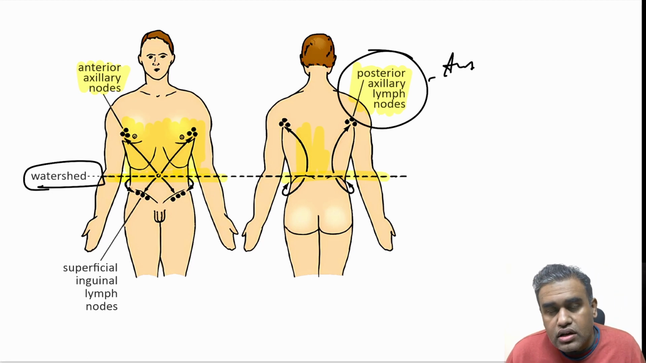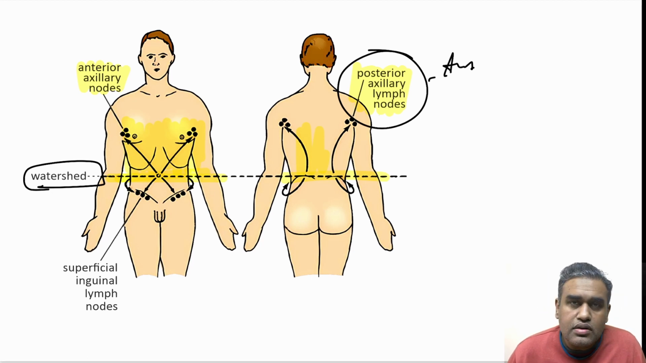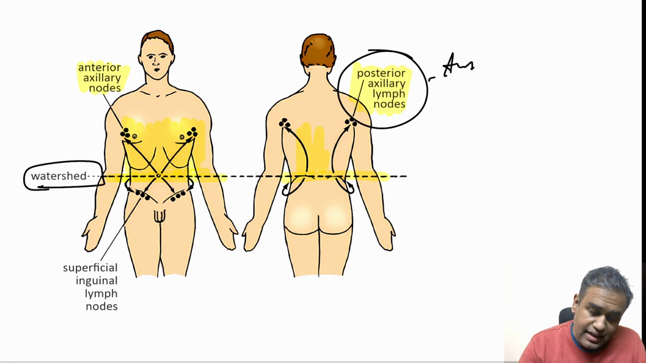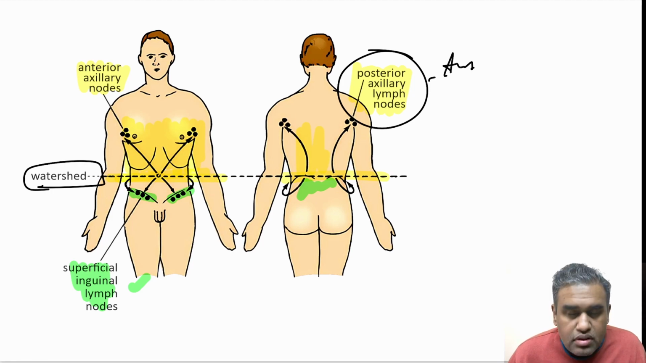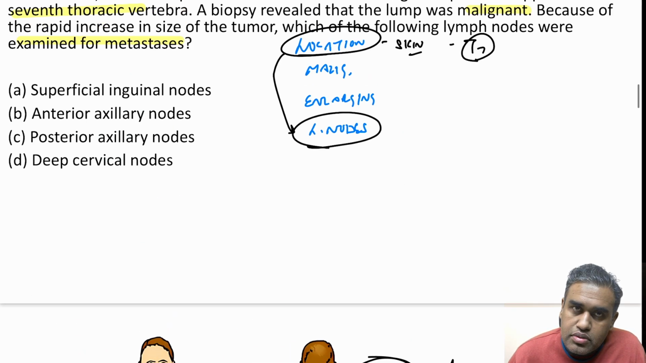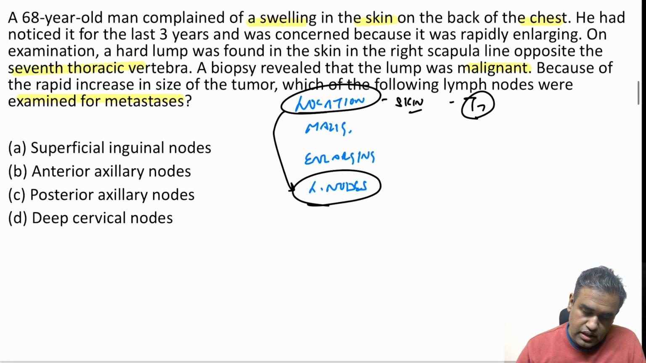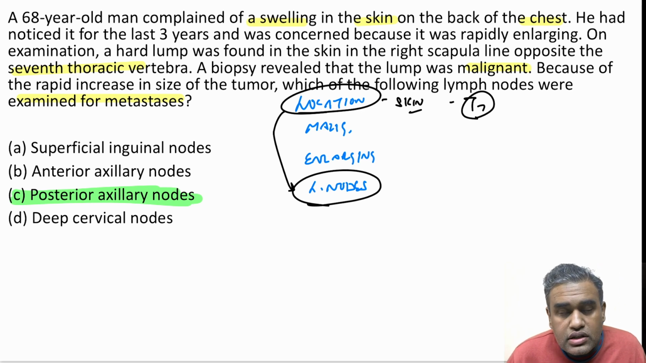While if the swelling, lump or ulcer, whatever it is, is below the watershed line anteriorly, then it will drain to the superficial inguinal lymph nodes. The same goes for posteriorly, they will again drain to the superficial inguinal lymph nodes. So below the watershed line, superficial involvement will always go to the superficial inguinal lymph nodes, while above the watershed line, anteriorly to the anterior axillary and posteriorly to the posterior axillary. Now if we come to the options, option C is waiting for us to answer. The topic is the lymphatic drainage of the body, very important.